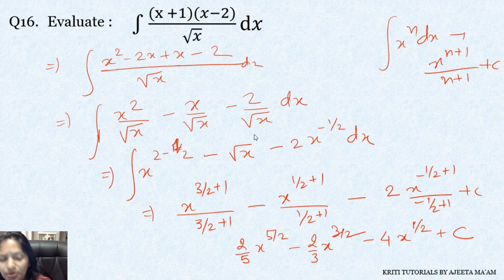So you have to be very clear about what we are going to do and how we are going to make the changes. That is what is important. So you have to be clear with the powers, with the power rule. That is it. Now let's move to the next.